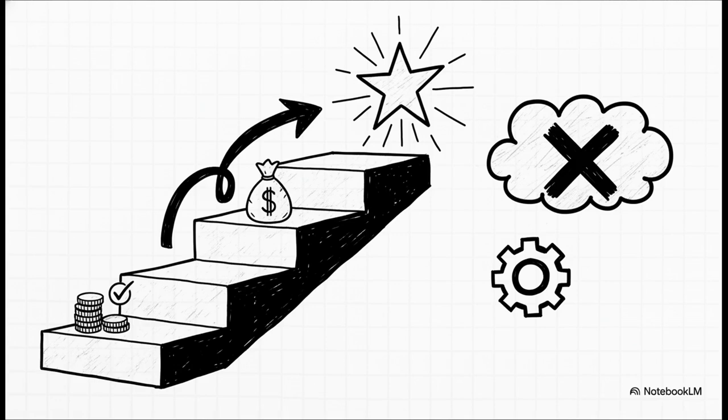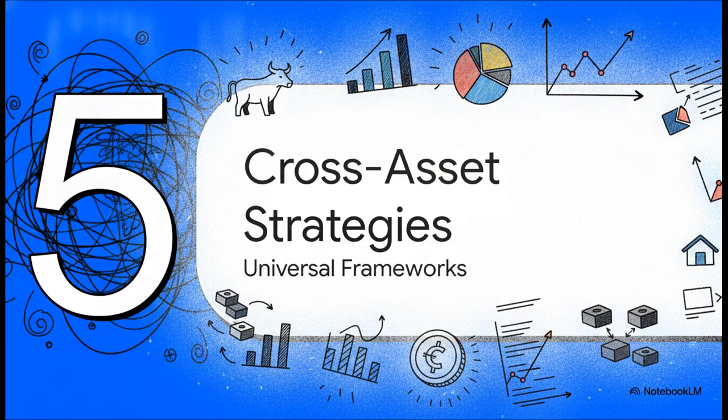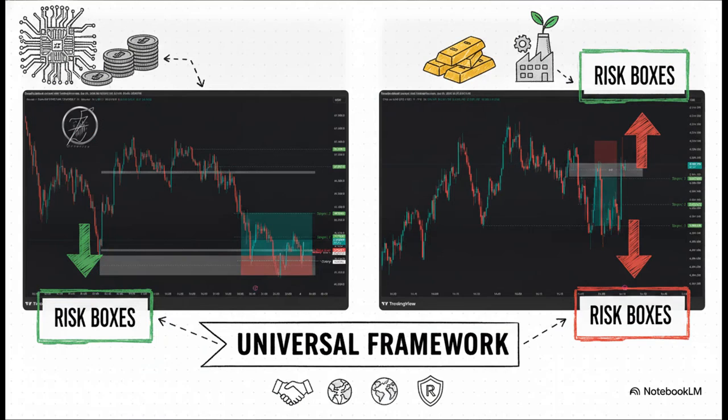Section 5, cross-asset risk strategies. Now, you might be wondering if this structured approach only works for wildly speculative assets. Let's compare the Bitcoin setup on the left with the gold CFDs on the right. Completely different assets, driven by completely different market forces. And yet, look at them. They use the exact same green and red risk boxes, the exact same multi-target strategies. This just proves that this isn't some niche crypto trading trick. It is a universal law of risk management. It applies just as effectively to a brand new SaaS startup as it does to traditional manufacturing.